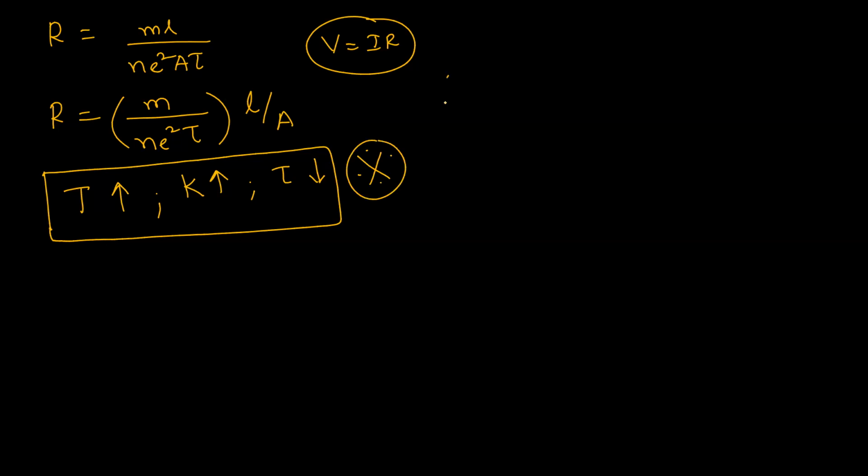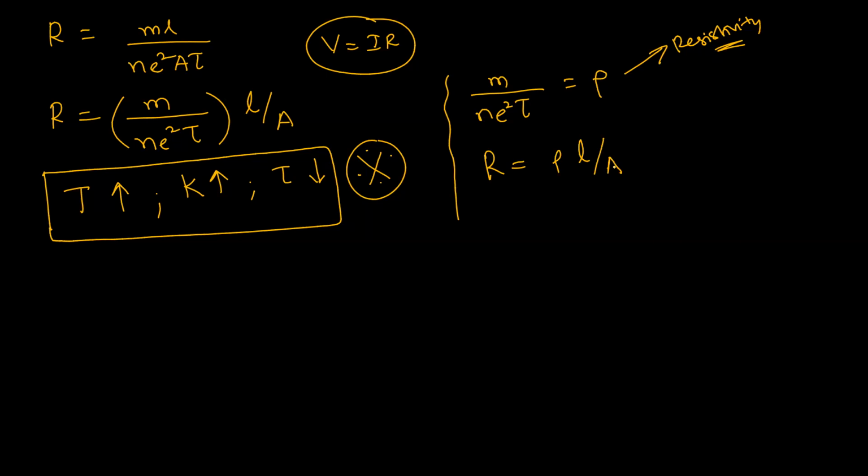Next, if you observe, I wrote R is equal to m divided by n e square tau into L divided by A. This m divided by n e square tau can be called resistivity. That is why in your lower grade you would have learned this expression R is equal to rho into L divided by A.